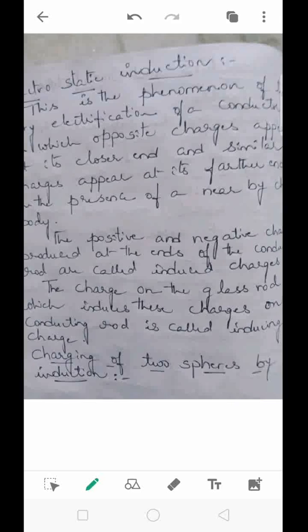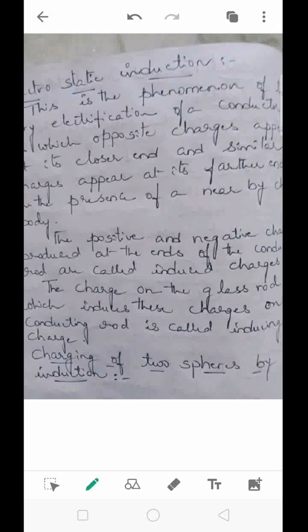In this process of electrostatic induction, a conductor can be temporarily electrified. When a charged body is brought near a conductor, what happens? The opposite charges will appear at the near end, and the same charges at the opposite end. So this conductor will act as a charged body, having opposite charges at one end and the same charges at the other end.